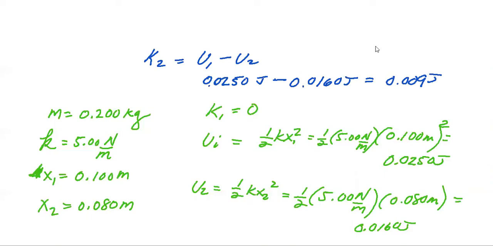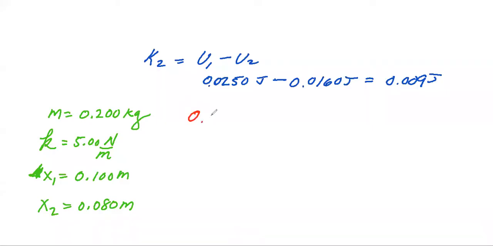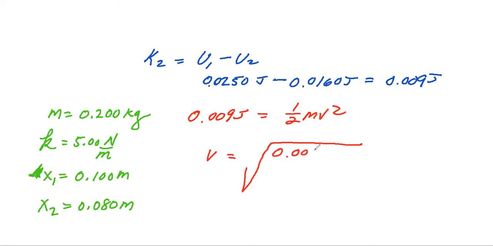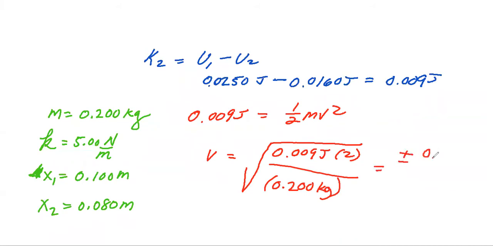So now I know K2 is going to equal my U1 minus U2. That's going to be equal to 0.250 joules minus 0.0160 joules. And that value is going to be equal to 0.009 joules. All right.